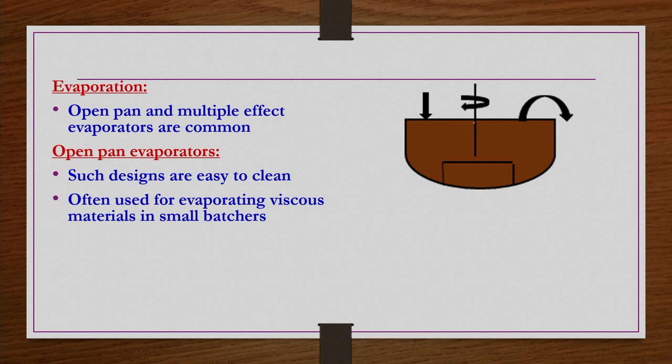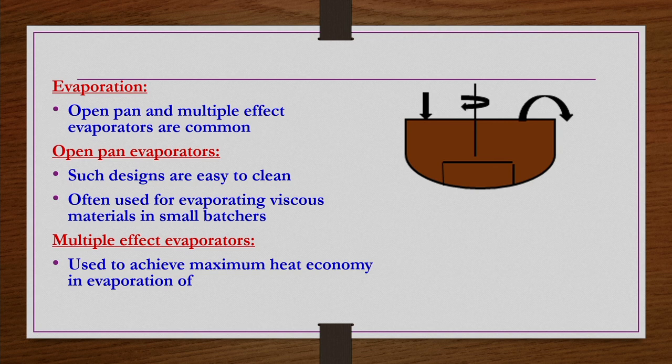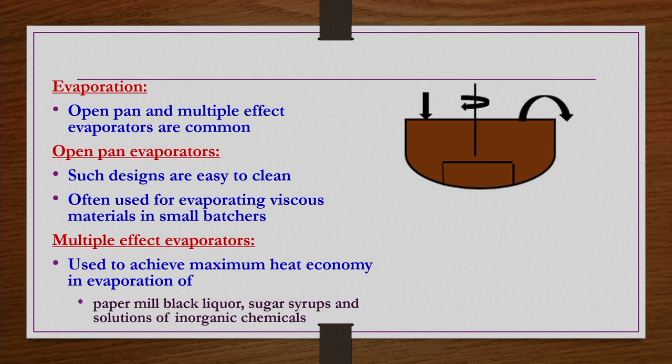So then you take the feed, and it is rotating, and it is at different temperatures. Delta T is provided here so that evaporation can take place. Whatever viscous material remains after evaporation can be collected as a product. The same can be done economically in a much better way if you use multiple effect evaporators, used to achieve maximum heat economy in evaporation of paper mill black liquor, sugar syrups and solutions of inorganic chemicals.